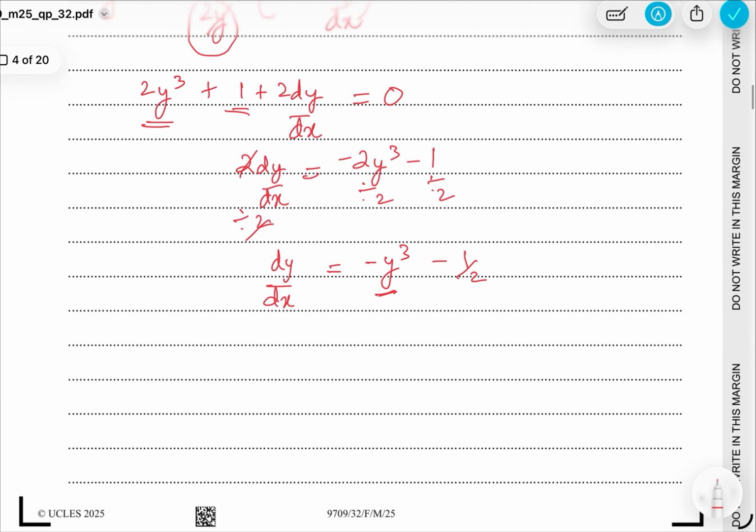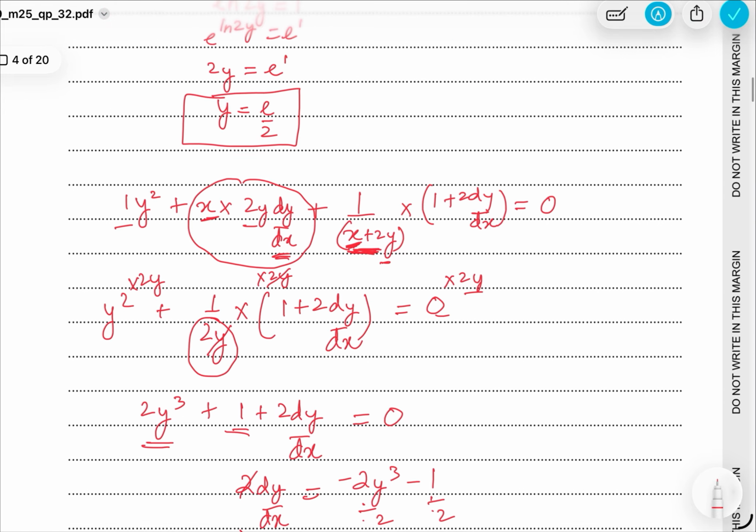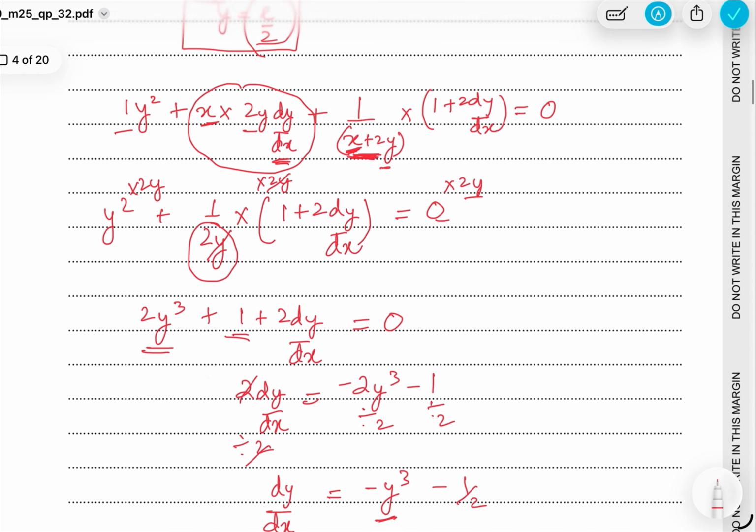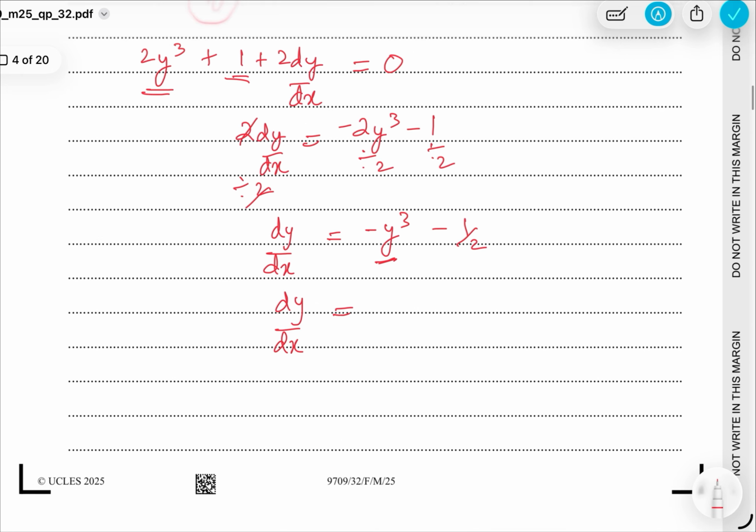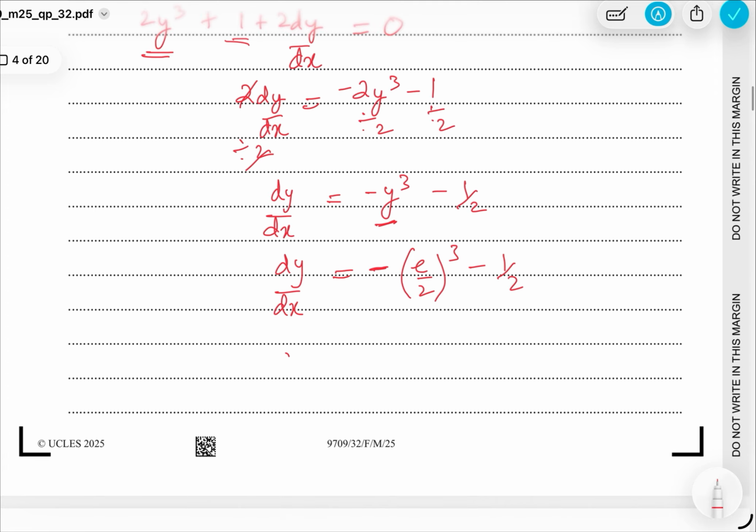Put the value of y cube over here. And our dy over dx equals to, what was the value of y? e by 2. So, negative e by 2 cube minus half. Yes, negative would be outside, don't put it inside. Dy over dx, that is the gradient, will equal negative e cube upon 8 minus half. Show me a double thumbs up till here. Then we will proceed to the next question.